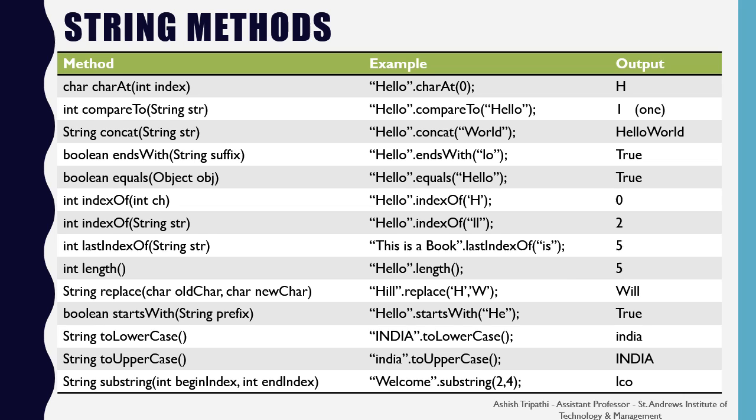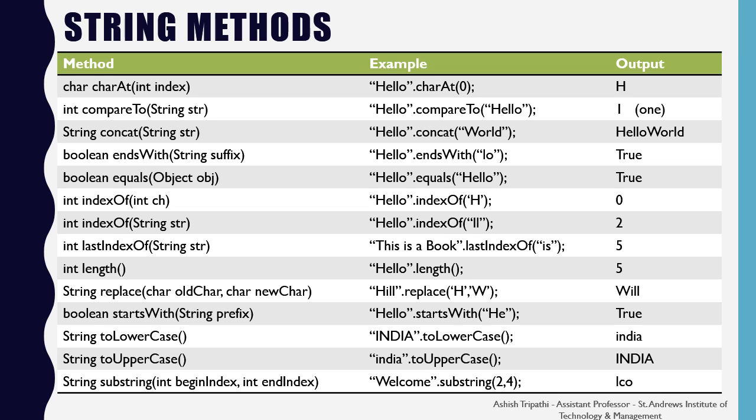The next method is indexOf. It takes a character as an argument and it returns the index of that character. For example, "hello".indexOf('h') will return 0 because h is at the 0th index. The next is also an indexOf method which takes a string as an argument and it will return the first occurrence of that string.